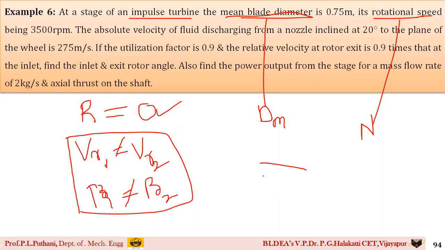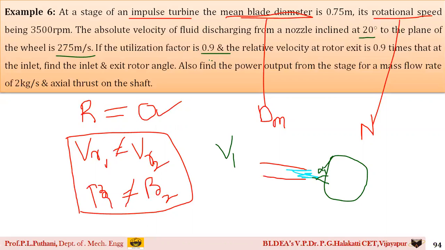The absolute velocity of the fluid discharging from a nozzle. So if I say that this is my nozzle, then the fluid which is discharging from this nozzle strikes this rotor at some angle. So this is nothing but your alpha 1. This alpha 1 is the value of 20 degrees to the plane of the wheel, with a velocity of 275 meters per second. That is nothing but V1.